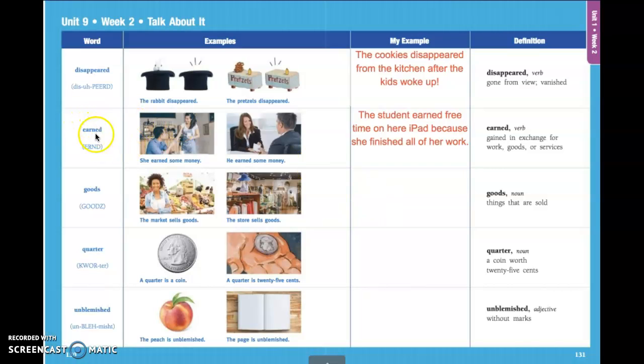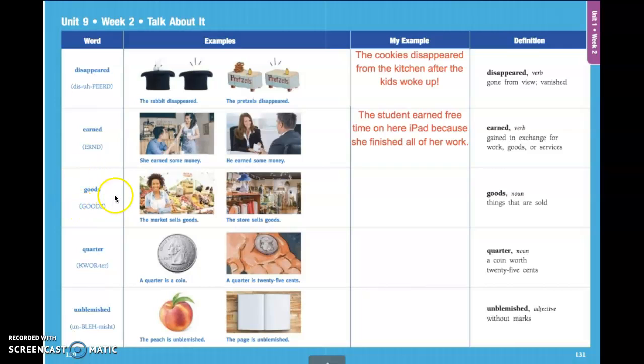Remember, earned means something that you've gained in exchange for work, goods, or services. So like your mom and dad, you can earn money when they go to work, and so does Miss Harmon. And then you guys can earn things that you enjoy, like iPads, movies, games, going outside once you have done something for your parents, whether it's done your work or done all of your chores or helped with the dishes. There's different ways you can earn things that you like. Okay, guys, go ahead and pause the video and go write down your sentence and draw your picture.